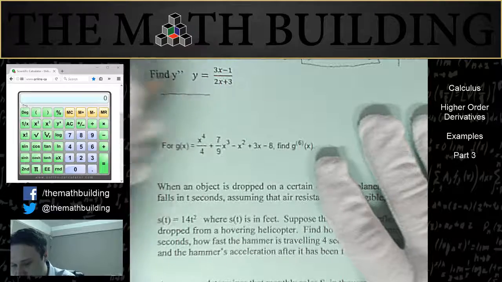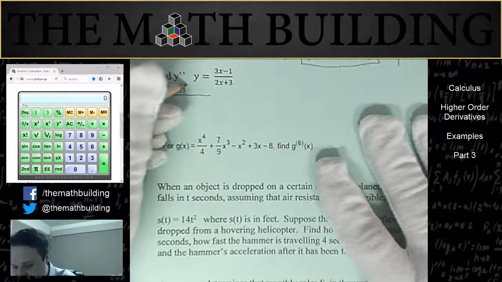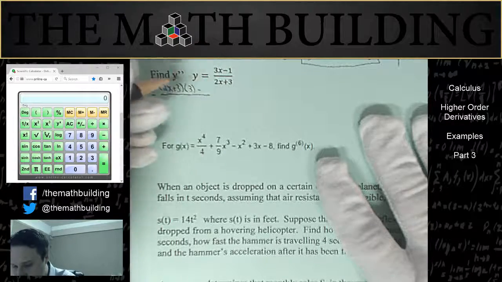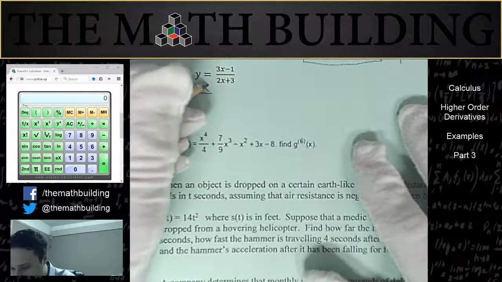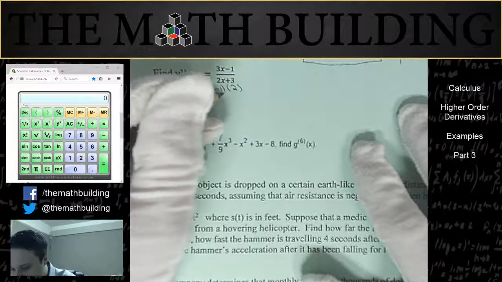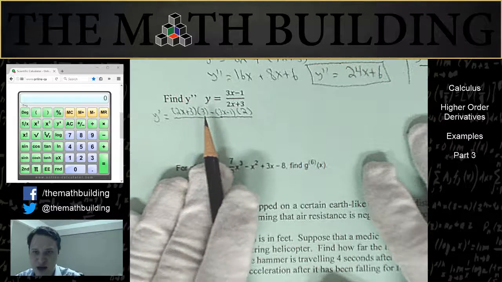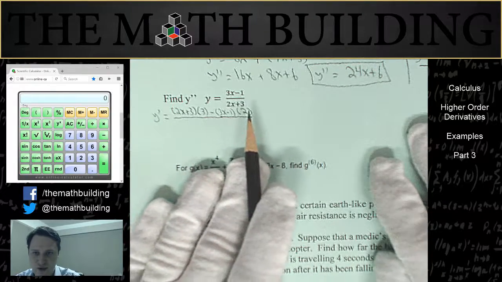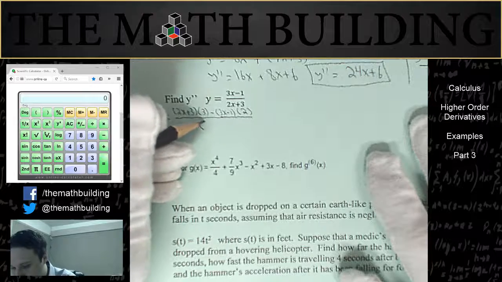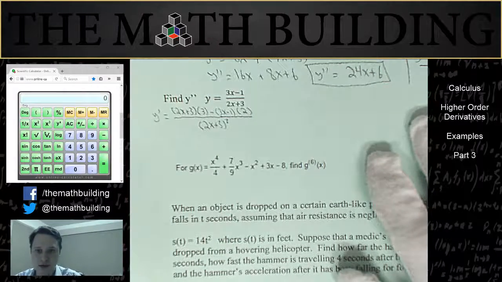So it's low times the derivative of the high minus the high times the derivative of the low. So please make sure you got all of that. That's the low times the derivative of the high minus the high times the derivative of the low, all over low squared. Okay, so there we go.